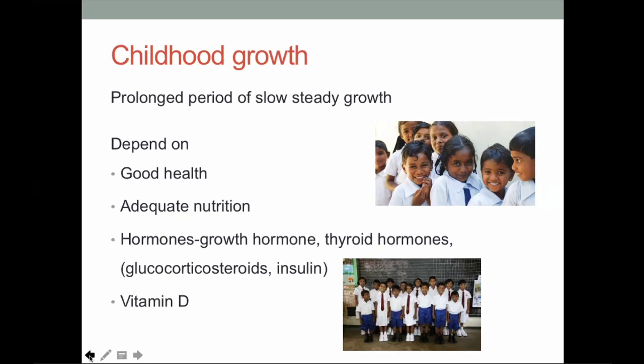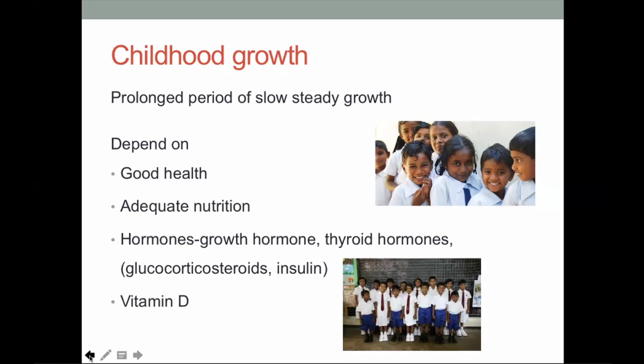But just to go through as an overview, childhood growth depends again on good health and adequate nutrition. In addition, we have the hormones playing a much bigger role during childhood growth. So growth hormone starts playing a vital role, as well as thyroid hormones and other hormones such as adequate insulin and glucocorticoids also play a role. So if a person is receiving high dose prednisolone during childhood growth, that will inhibit this person's linear growth.